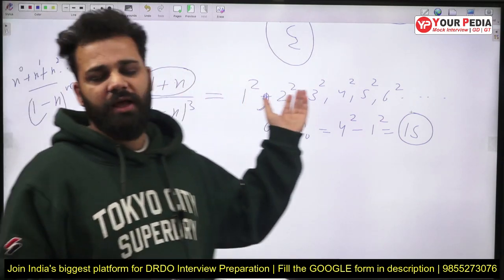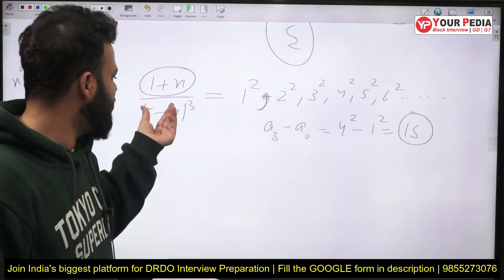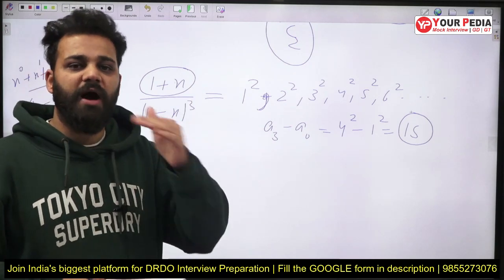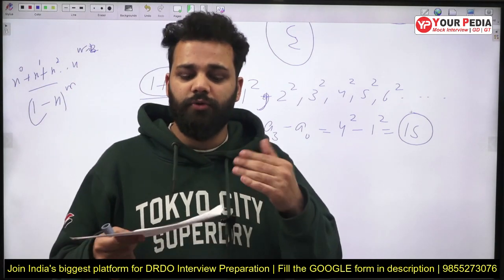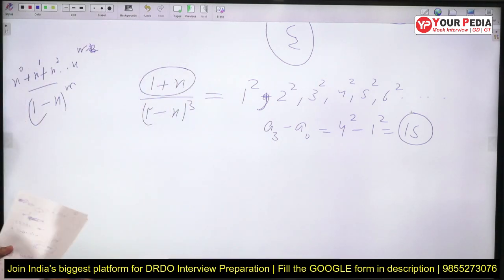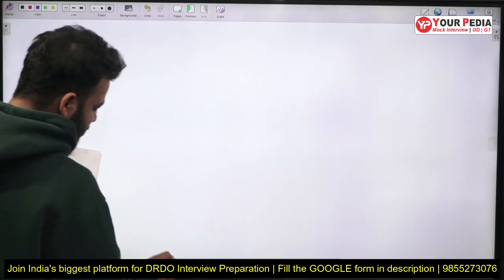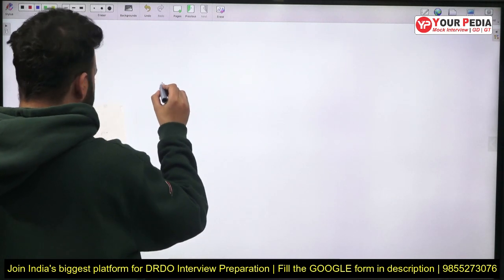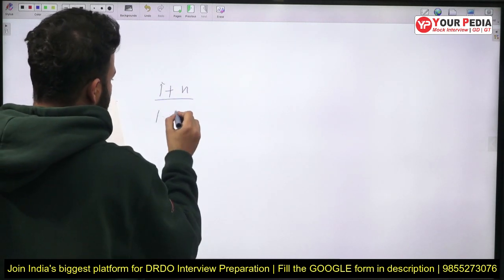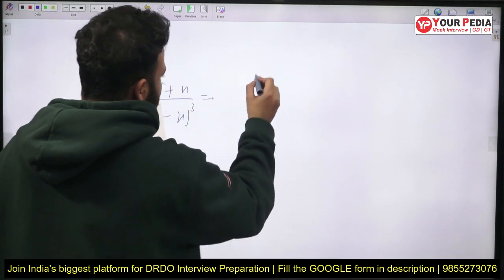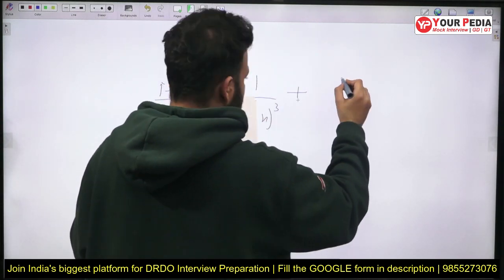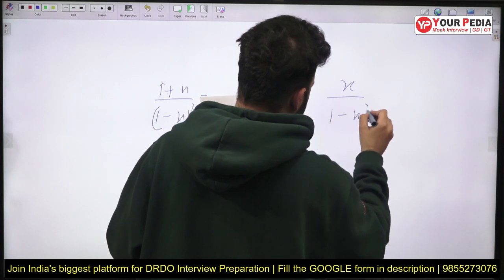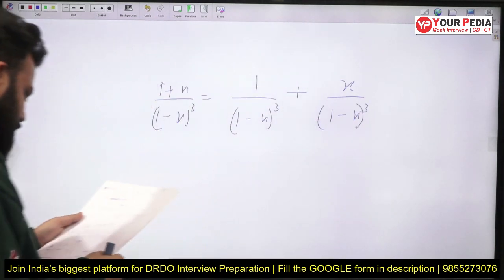Now we were able to solve this because we knew how to open 1 minus x raised to power m and what this signifies. But let's say that you are not able to do that. Again we can solve this with another method. Now the function given to you is 1 plus x by 1 minus x whole cube. You can write it as 1 by 1 minus x whole cube plus x by 1 minus x whole cube.